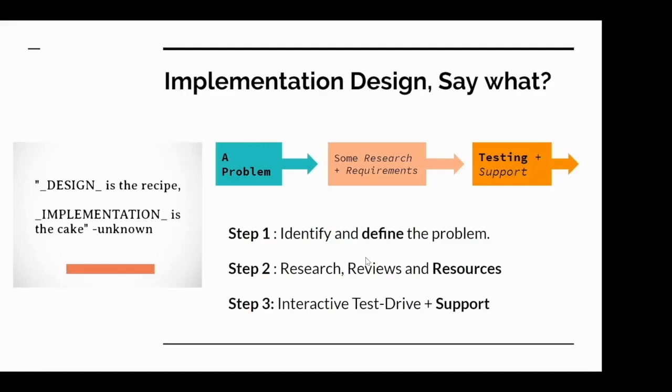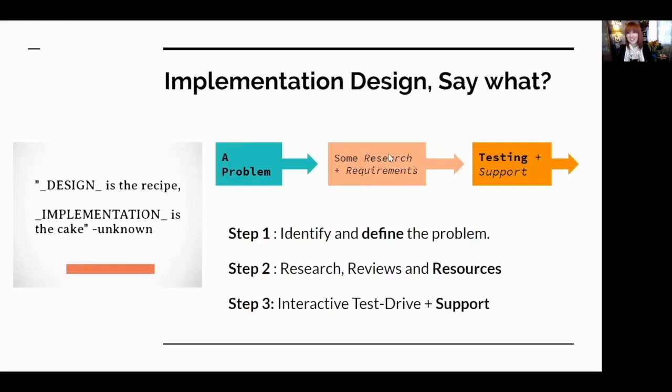At the end of the day, we may find our favorite tool that solves all of our problems, but if it doesn't work for our team and we haven't tested it or there's no support, then it doesn't do us a whole lot of good, does it? So to recap, we need 3 things in order to work through our implementation design process. We need a problem, we need to do some research and gather our requirements, and then we need to test and support our users or team members who will be using our new app.